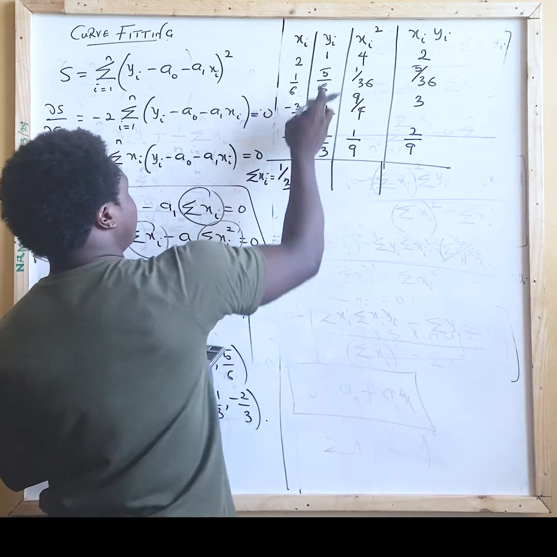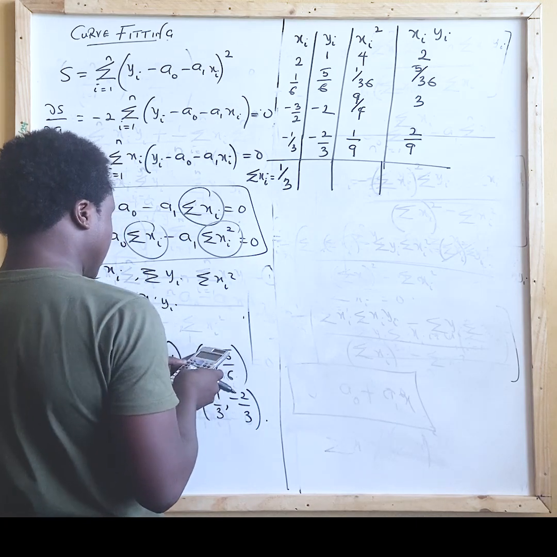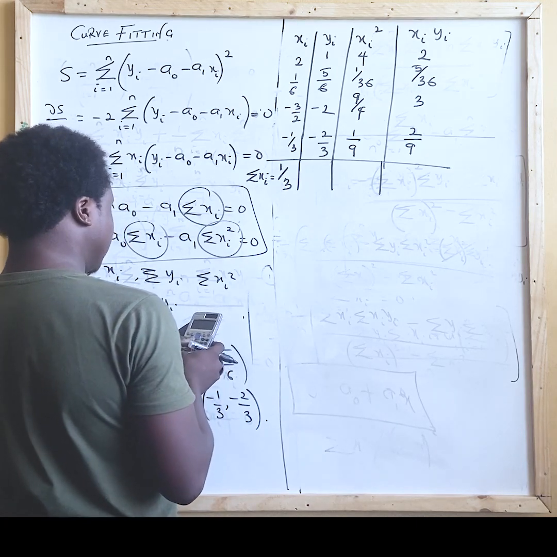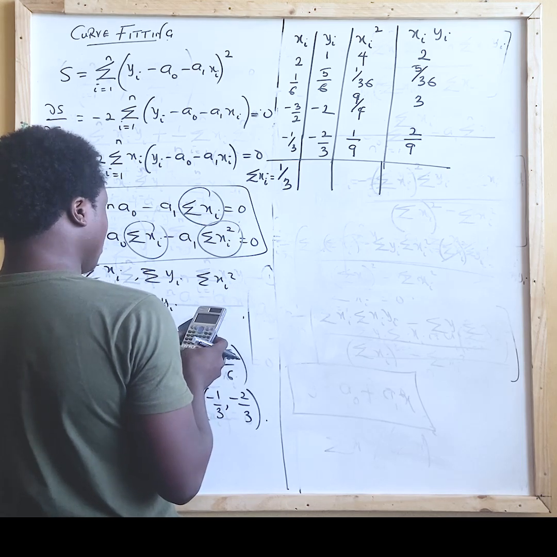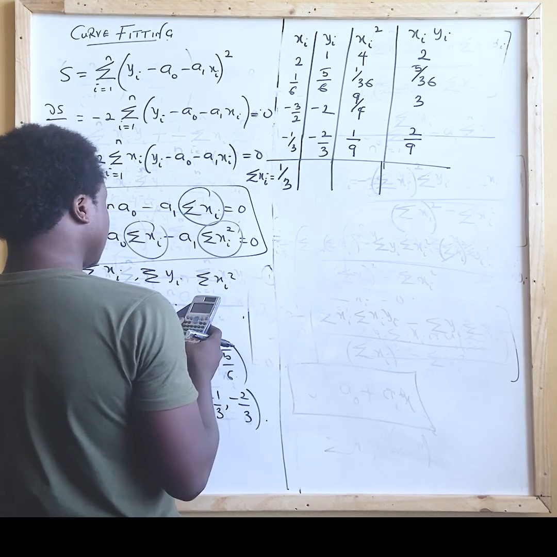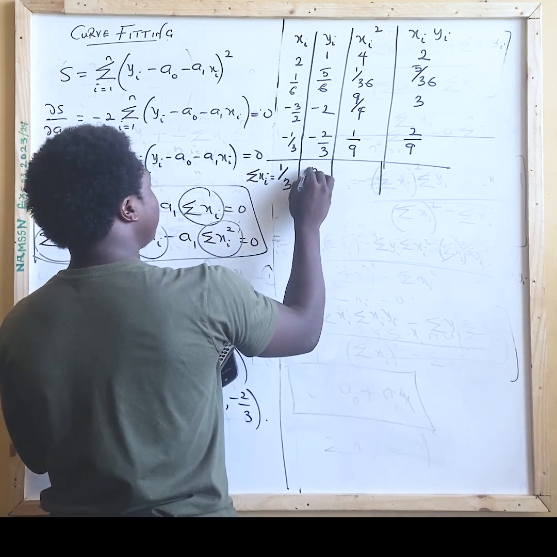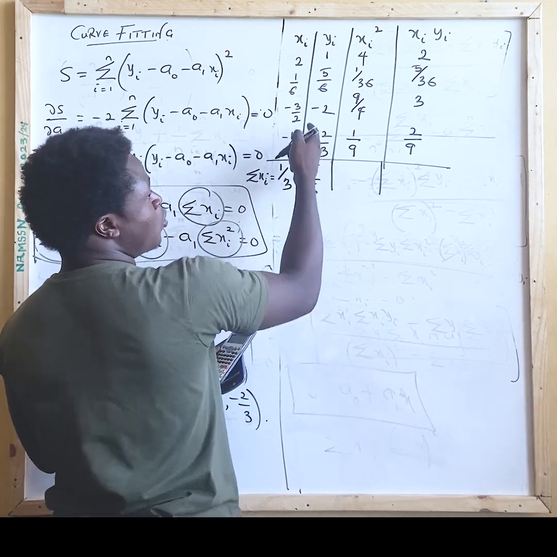So whatever you get here is for summation yi. That one will be 1 plus 5 over 6 minus 2 minus 2 over 3. So this is minus 5 over 6 for summation yi.